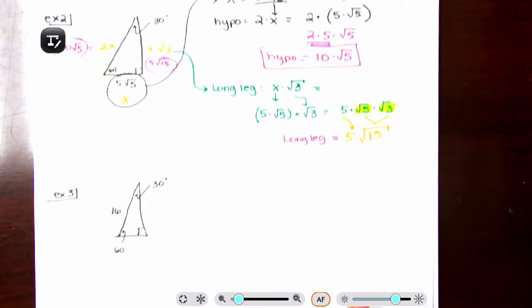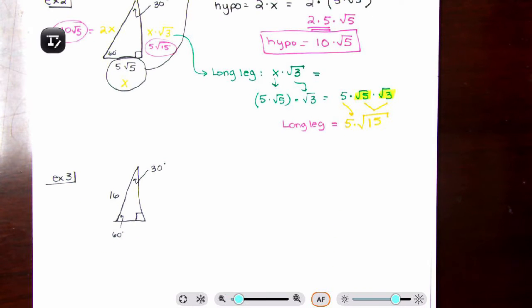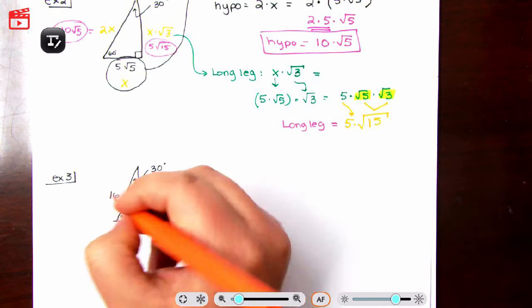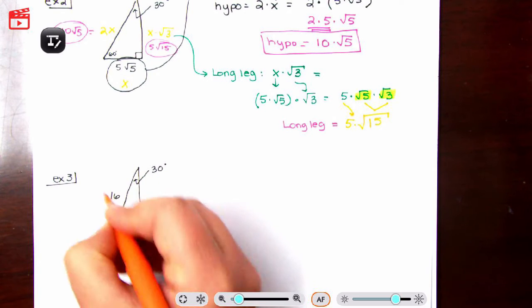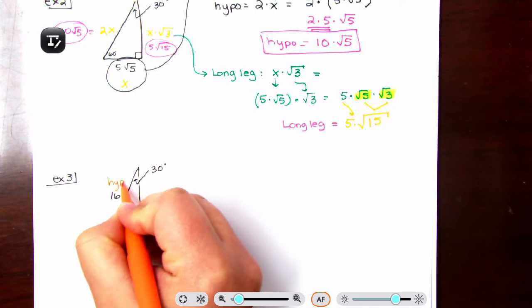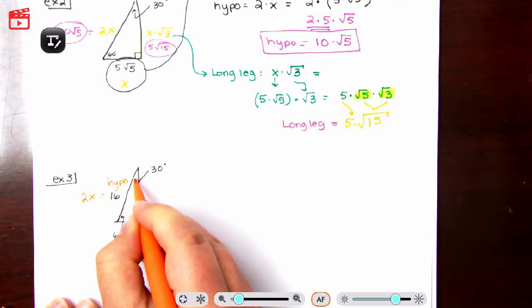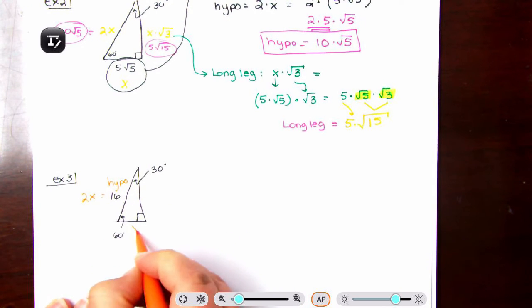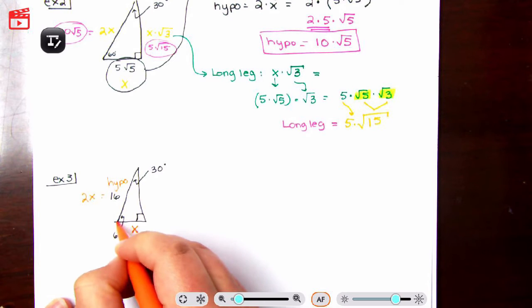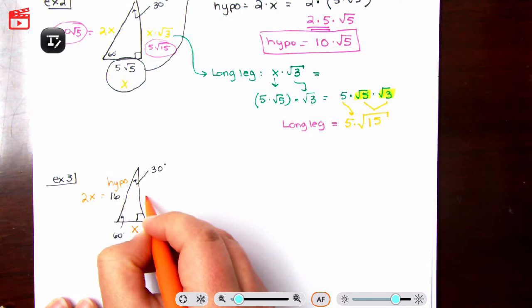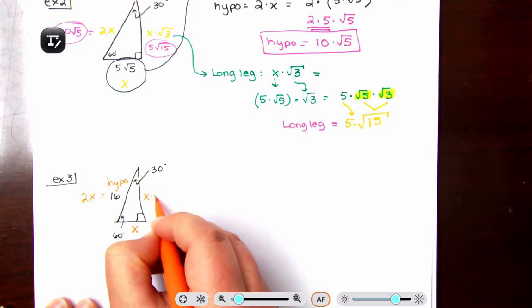Let's do one more. Again, let's label it, mark it up. Across the street from your right angle is your hypotenuse. Hypotenuse is 2x. Across the street from your 30 degrees is your smallest side, which is x. Across the street from your 60 degrees is your middle side, which is x times the square root of 3.